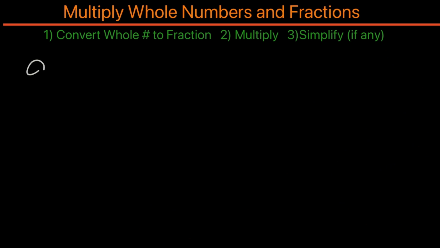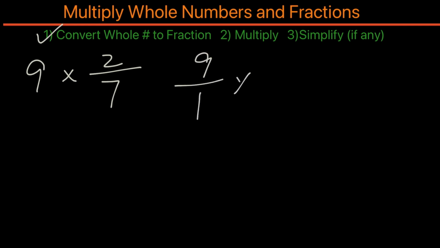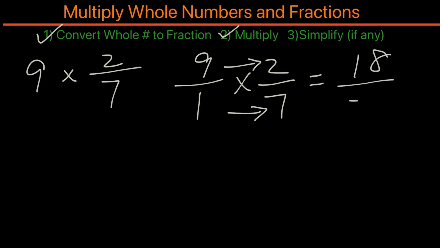Here is another one. 9 times 2 over 7. So we're going to go ahead and convert a whole number to fraction. Then we're going to multiply. 18 over 7. Okay, and lastly, we're going to simplify.